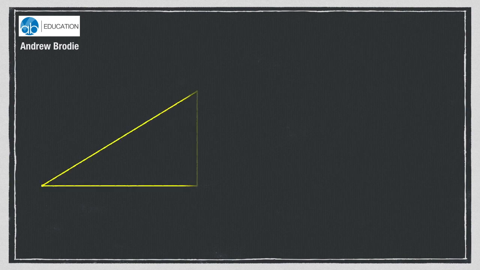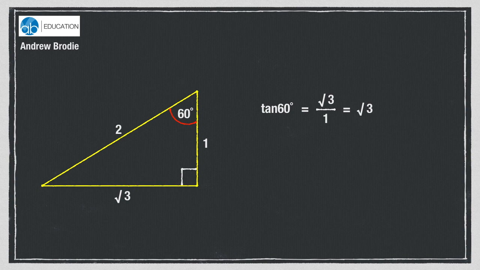Here's the same right-angled triangle, but this time we're looking at the other angle, which is of course 60 degrees. So now the side adjacent to the angle is 1, the hypotenuse is still 2, and the side opposite the angle is root 3. Tan 60 is opposite over adjacent, so it's root 3 over 1, which is just root 3. Sin 60 is opposite over hypotenuse, so it's root 3 over 2. Cos 60 is adjacent over hypotenuse, so it's a half. You need to know these facts.